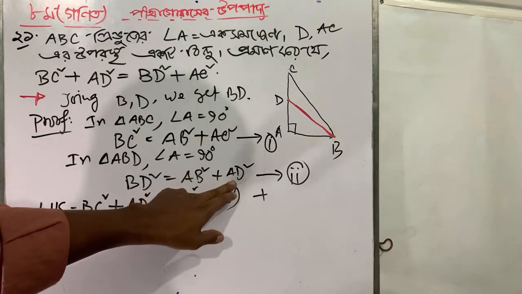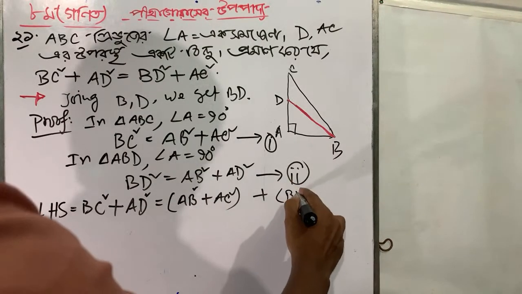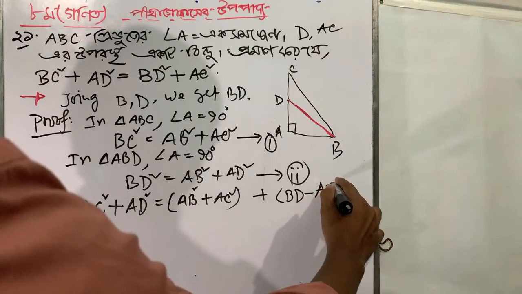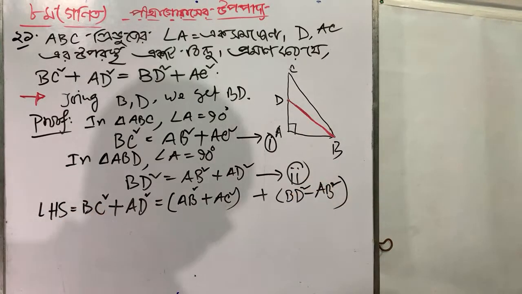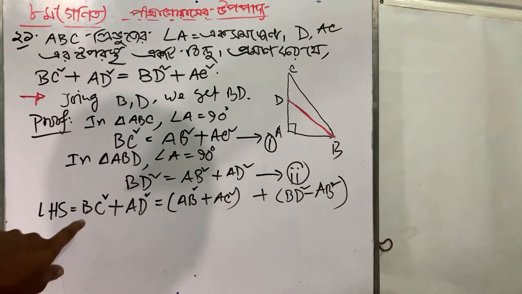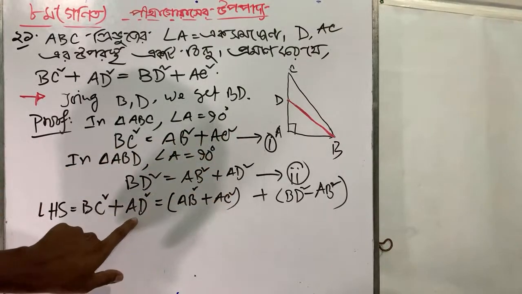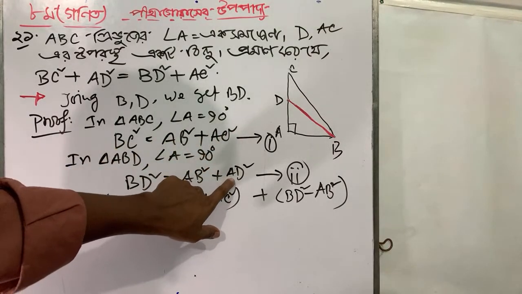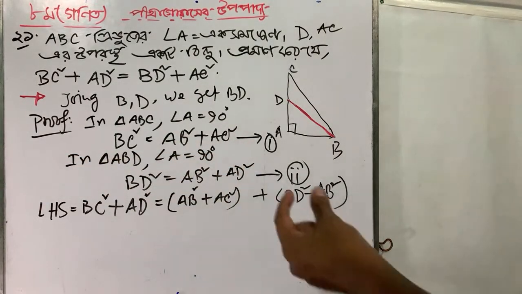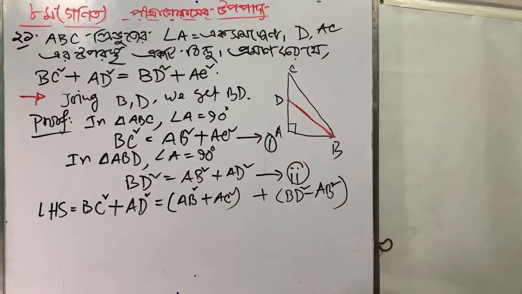AD square can be written as BD square minus AB square, that is from equation number 2. So I have taken the value of BC square from equation number 1 and AD square from equation number 2. I have just rearranged it.